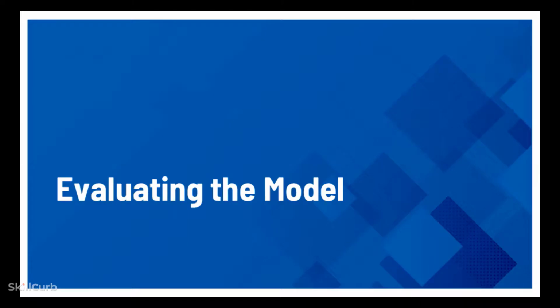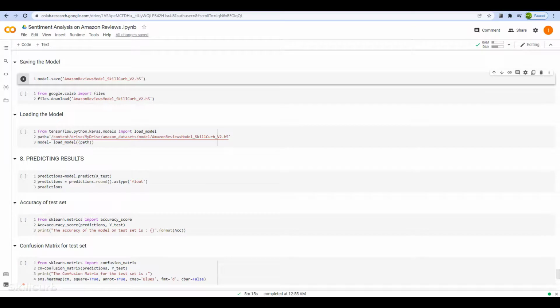Hello everyone and welcome to this lab session. In this session, we will evaluate the model that we trained in our previous lab session. Before we begin with evaluating the model, the first thing we need to do is save the model and upload it in a known path on Google Drive. As we are using Google Colab, it is required to provide a complete path of the model. Let's see how you can do it.